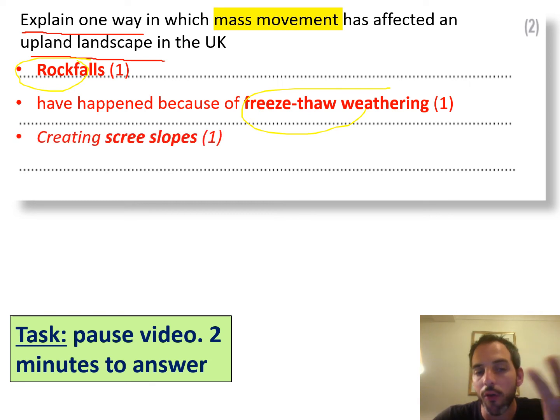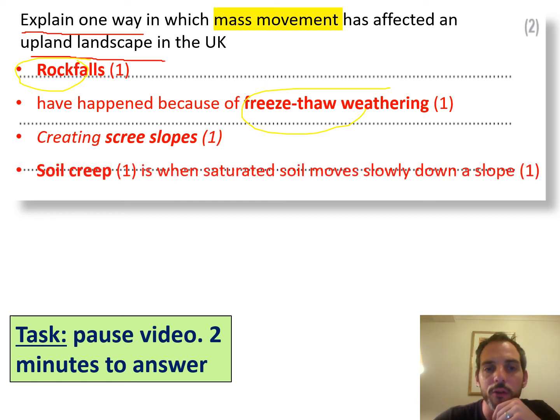You could have again got the mark for saying scree slopes. It's kind of repeating what we did earlier with freeze-thaw weathering. Or you could have said soil creep, which is when saturated soil moves slowly down a slope.